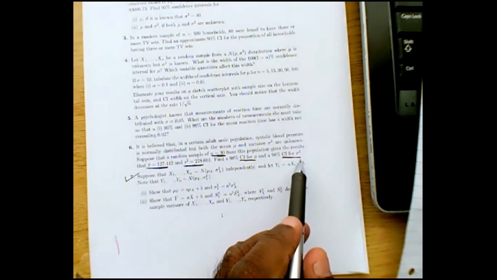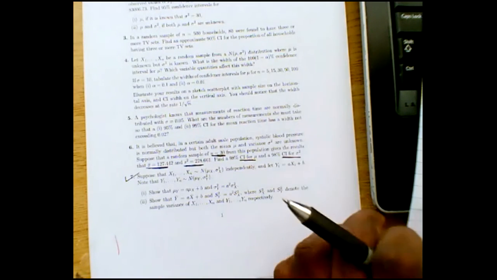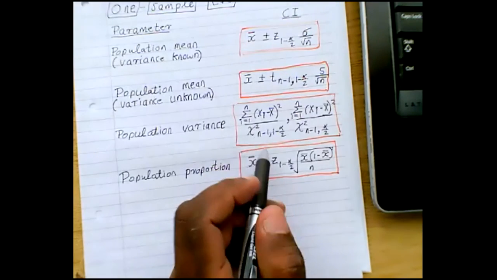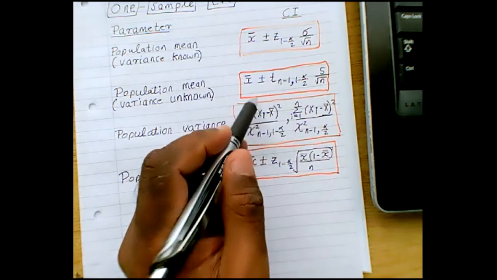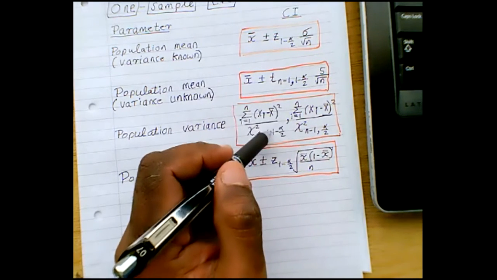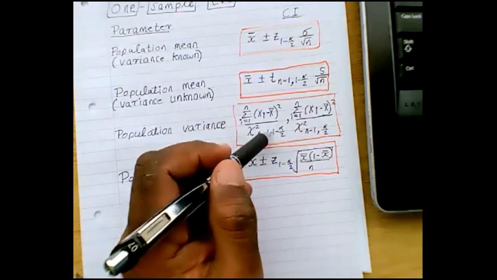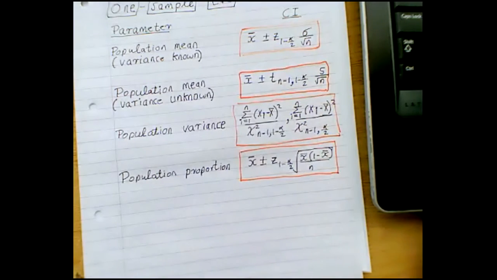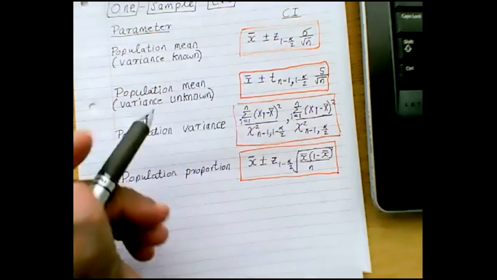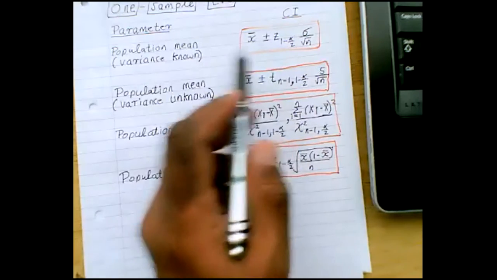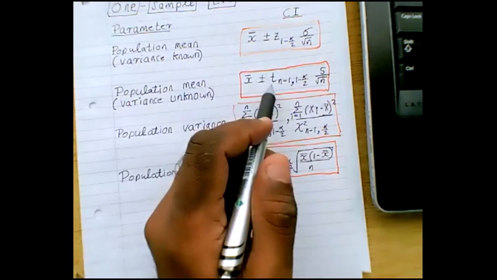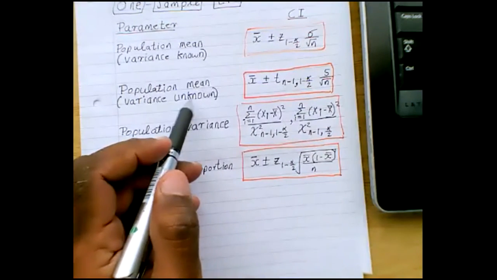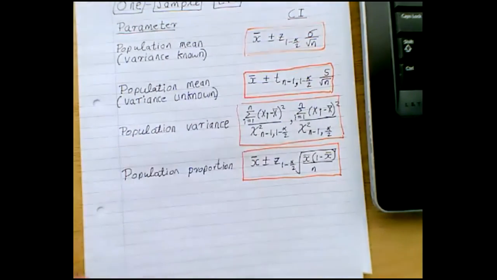Now, in order to find the confidence interval for sigma squared, which is the population variance, we need to use this formula. So to answer question 6, we need these 2 formulas. Is that okay with you guys? Do you understand my reasoning? Because this formula here applies only when the population variance is known, and this applies when the population variance is unknown. So we need to use this one, right?